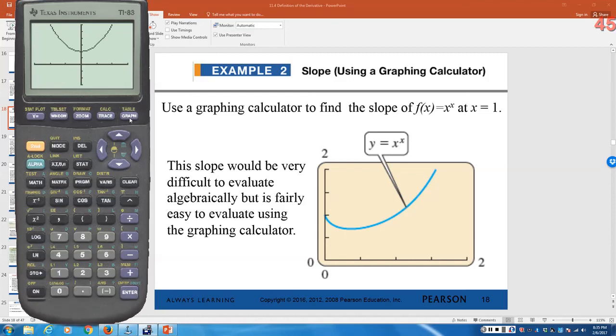Now what I want to do is go to y equals. Make sure that I've got the function in right. Then go to the home screen, clear it off, and press your math key. Okay? Scroll down until you see number 8. Choose number 8.